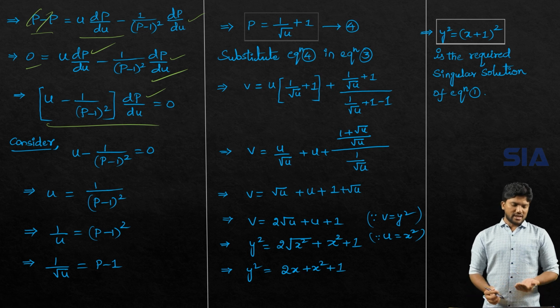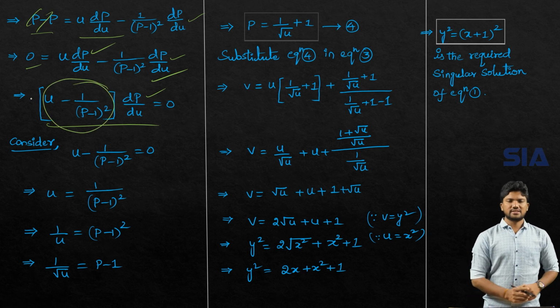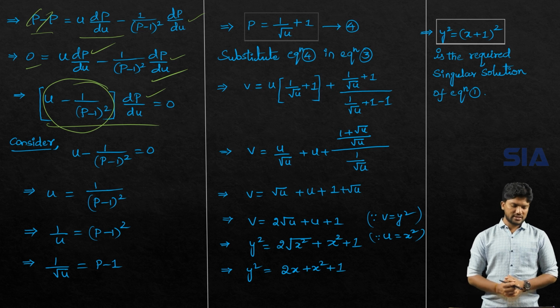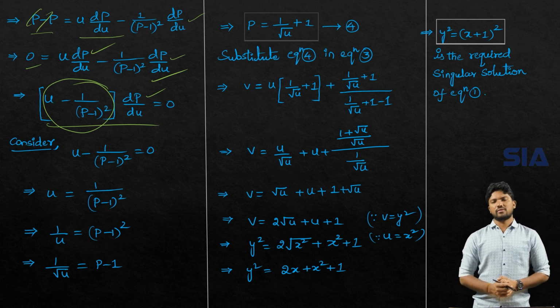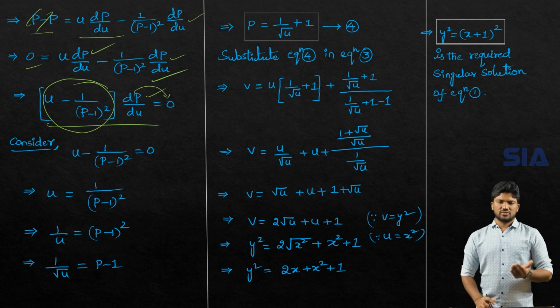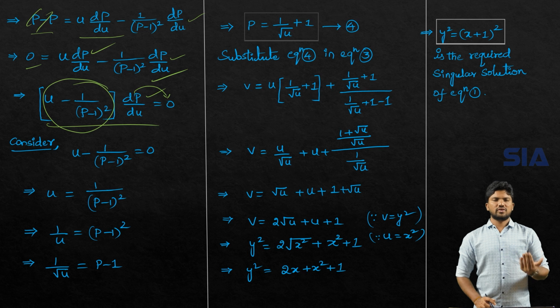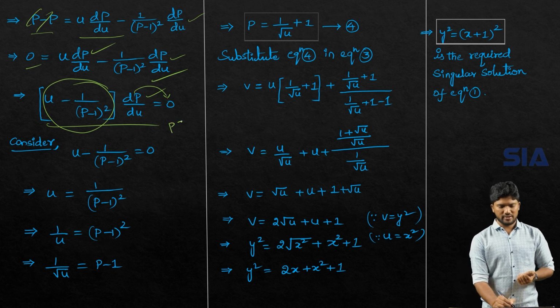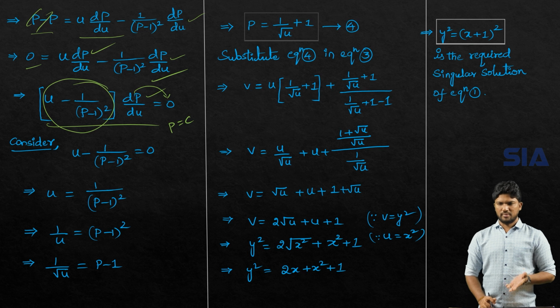So now consider this value. Consider that value (u minus 1 by p minus 1) whole square equal to 0. Why? Because to apply that Clairaut's equation, if you take dp by du equal to 0, then you will get p is equal to any arbitrary constant. But here we are proving with respect to singular solution.